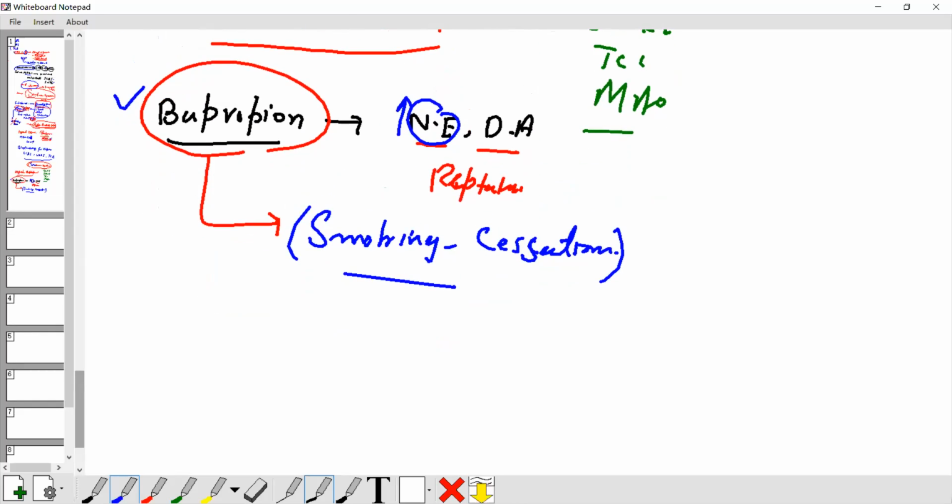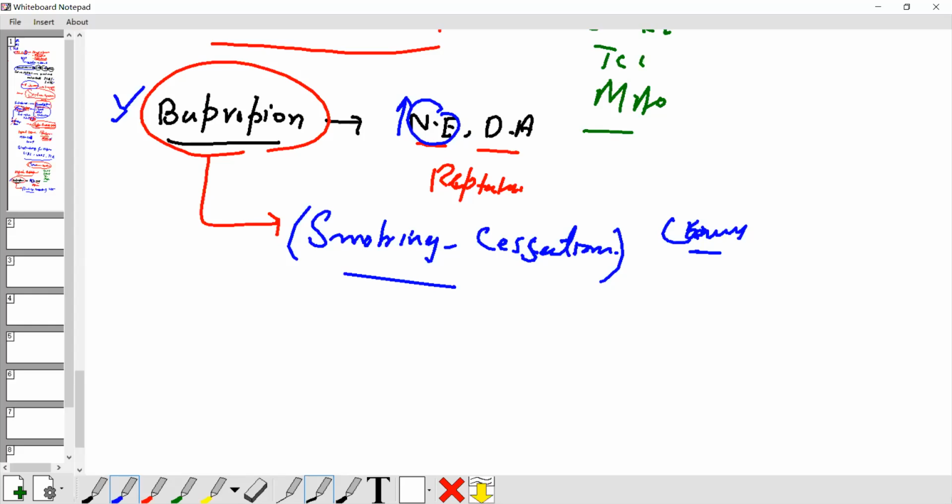Okay, because the patient who wants to quit smoking has a craving for smoke, must have nicotine in the body. To quit smoking, we can use this. Another drug, if you remember in the cholinergic system, the ganglionic blocker mecamylamine, is also for smoking cessation.